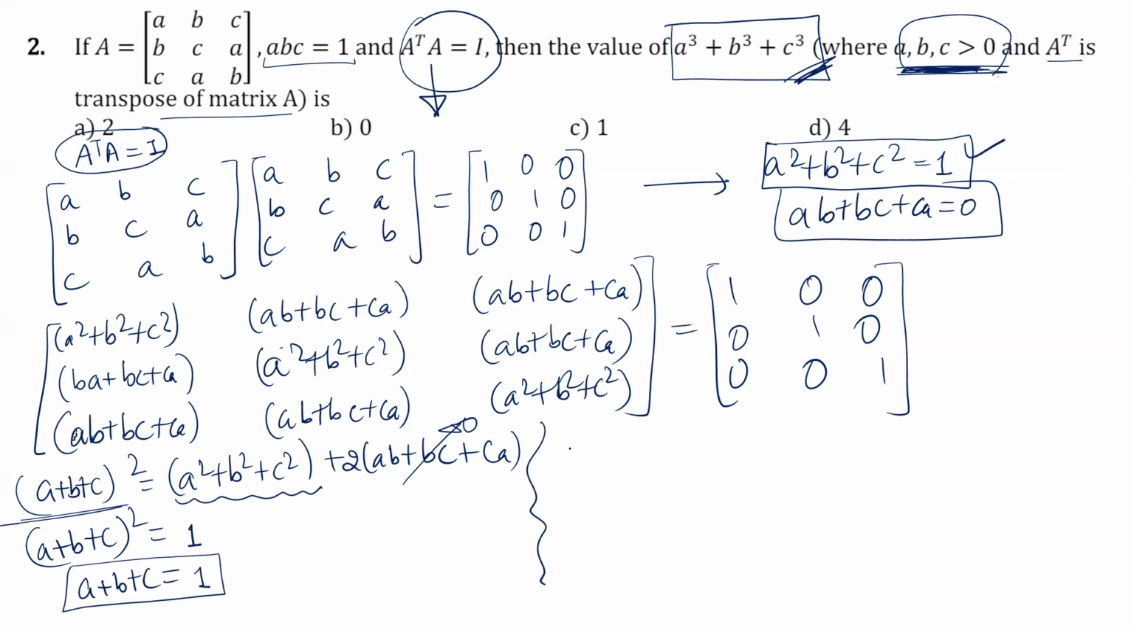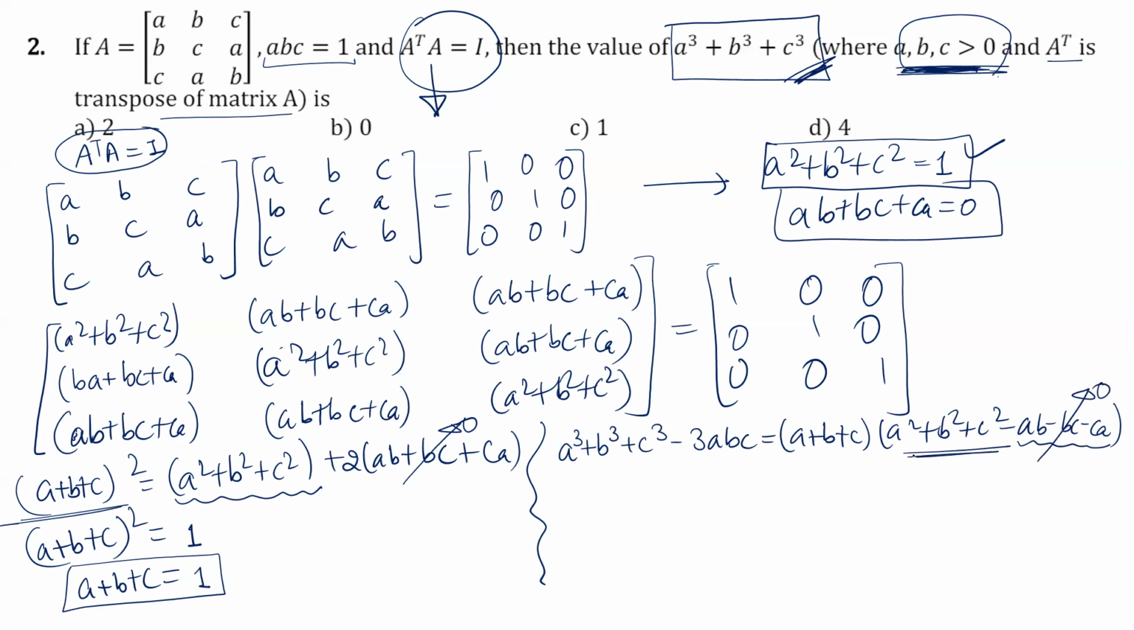Now let us do this one. The formula including A cube, B cube, C cube. So that is A cube plus B cube plus C cube minus 3ABC equals A plus B plus C and A square plus B square plus C square minus AB minus BC minus CA. Okay. So this AB, BC, CA comes out to be 0. This A square, B square, C square comes out to be 1. Yes, from the matrix equation itself, and A plus B plus C is 1. We concluded that's why we used this formula first.